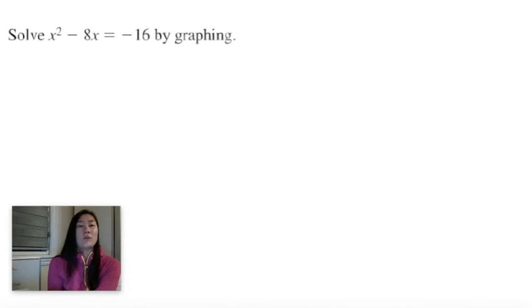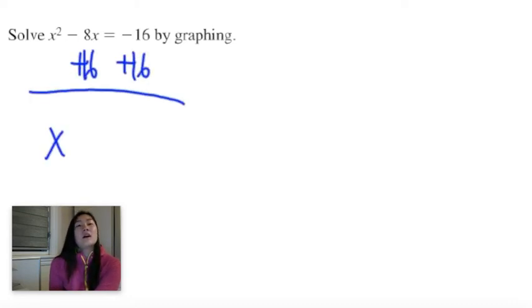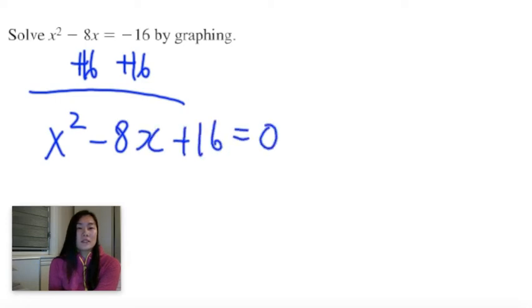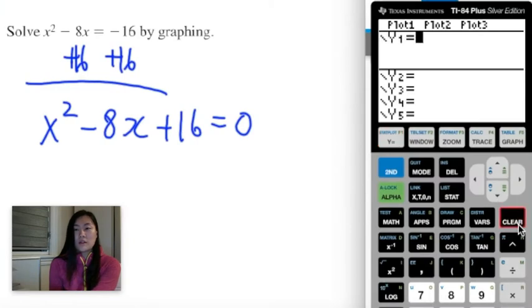Let's try another one. Solve x squared minus 8x equals negative 16 by graphing. Add 16 on both sides. And then we get x squared minus 8x plus 16 is equal to 0. Pull out your calculators. And if I'm going too fast, just pause the video, rewind it. You could always do that. Feel free to do that.